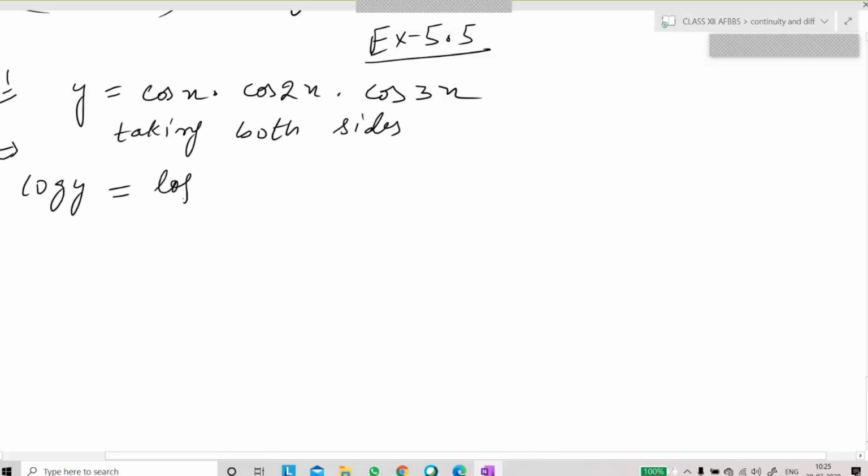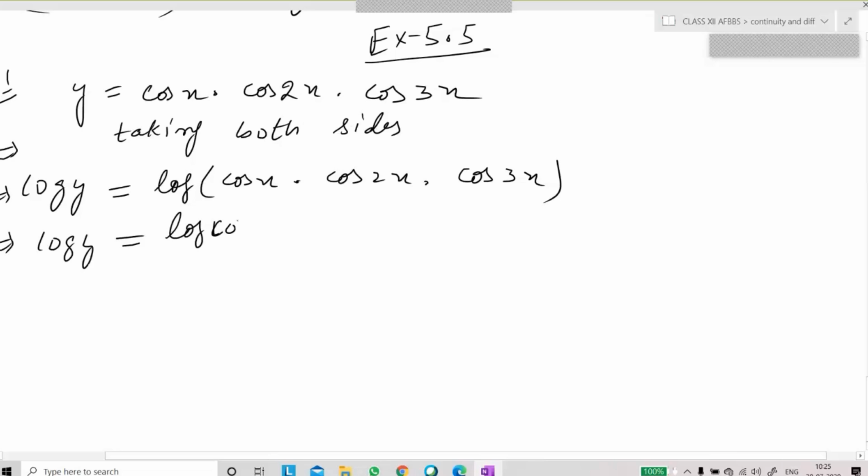So if you take log both sides, it will be log of cos x, cos 2x, cos 3x. Whenever you take log, you have to take the complete log of the whole LHS and one log of the whole RHS. You cannot take log of different terms separately. Only one log LHS, one log RHS. Now you can use the property of log and separate them. It will be log of cos x plus log of cos 2x plus log of cos 3x.